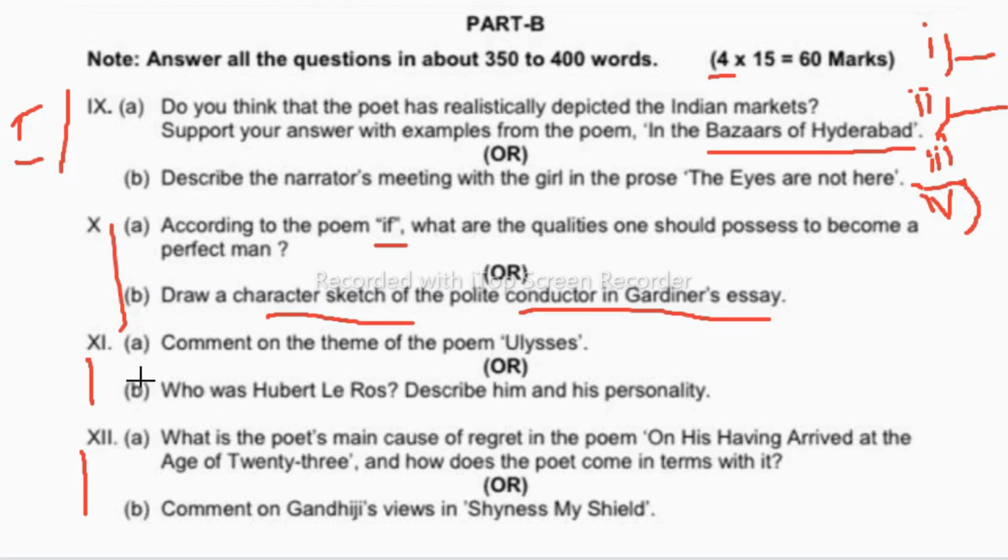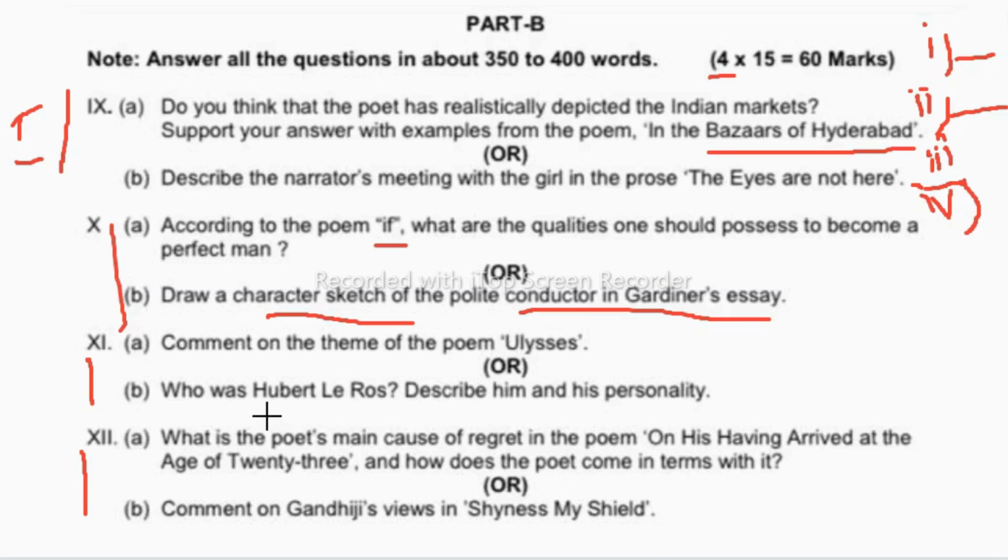Next bit, this 11th bit, comment on the theme of the poem Ulysses. Now here the same answer: first about the author, about the lesson, summary and conclusion. Next one, who was Hubert Leroy? Describe him and his personality.